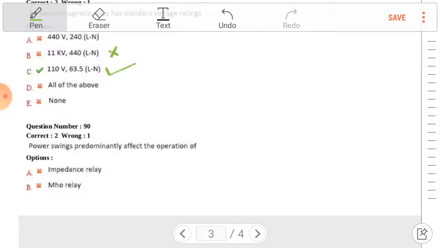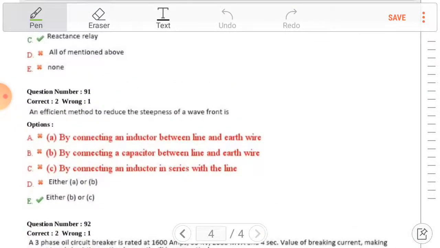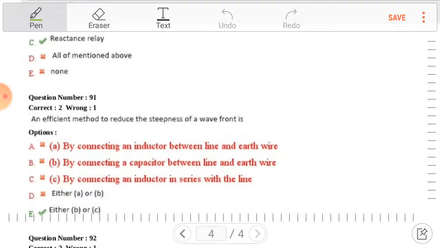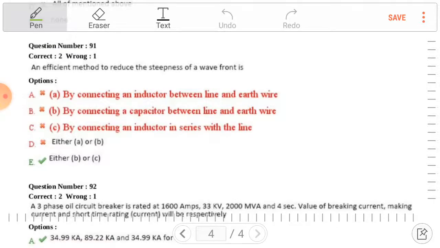Power swings predominantly affect the operation of, so power swings affect the operation of the reactance relay. Which relay is mostly affected? It is the reactance relay. So the impedance relay and Mho relay, these are the other distance relays which are not affected by the power swings. It is the mostly affected.